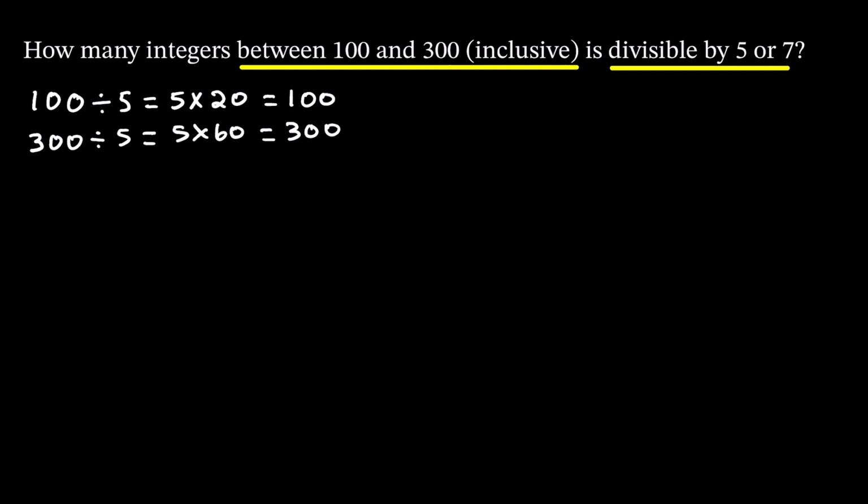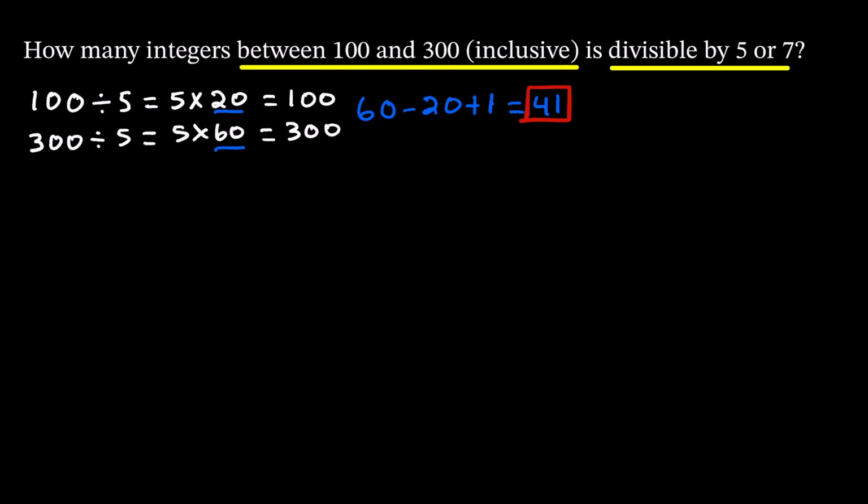But we have to determine how many multiples of 5 there are in this range. This is where we use the formula: largest number minus the smallest number plus 1. That is 60 minus 20 plus 1, and this is equal to 41. What this means is that there are 41 multiples of 5 in this range.